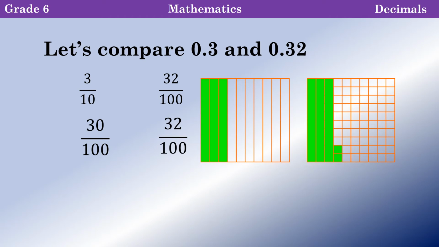And 32 over 100 can be represented in this way using a figure. And here we can see that 32 over 100 is bigger than 30 over 100. Therefore, we can put this inequality symbol to represent that. That is, 30 over 100 is less than 32 over 100. Therefore, we can say that 0.30 is less than 0.32.